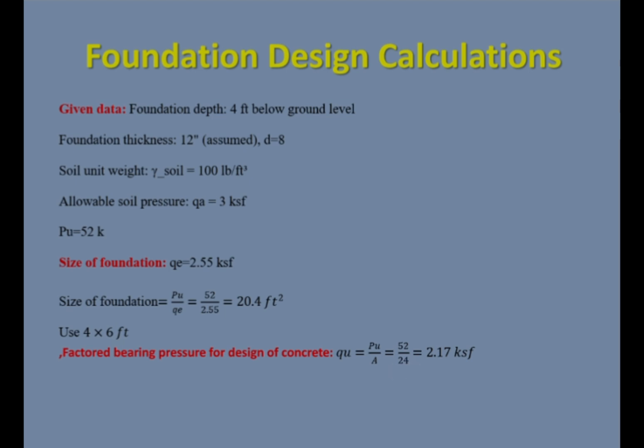So after that, we need to find the factored bearing pressure for design of concrete, which is QU. To find QU, we take PU over the area, which will give us a pressure of 2.17 kips per square feet.